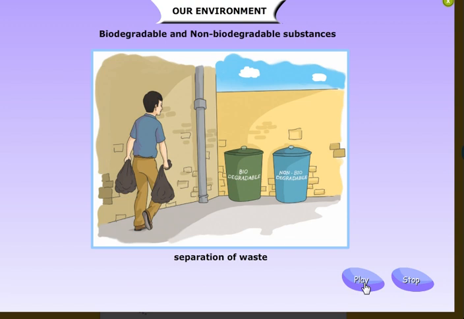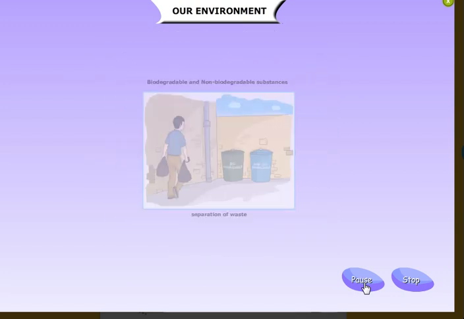So first is biodegradable. Biodegradable substances are those that decay, decompose, or are broken up by bacteria or other organisms. Okay. Then next is non-biodegradable. The non-biodegradable substances are those that do not decay or decompose even after many years. Okay. So this is non-biodegradable. Some examples are plastics, glass bottles, tin cans, and so on.